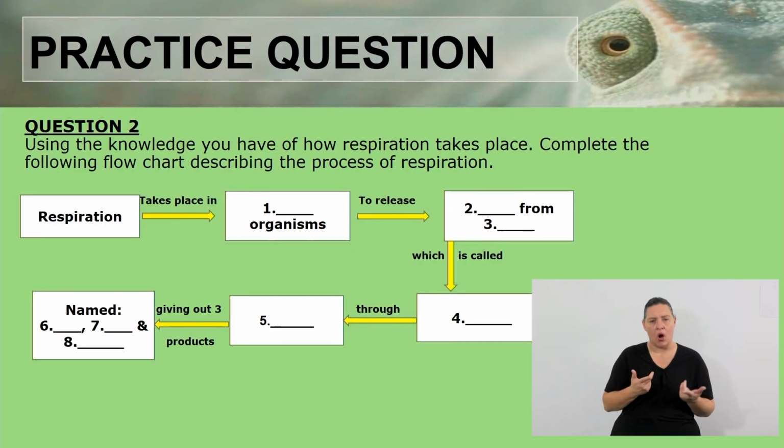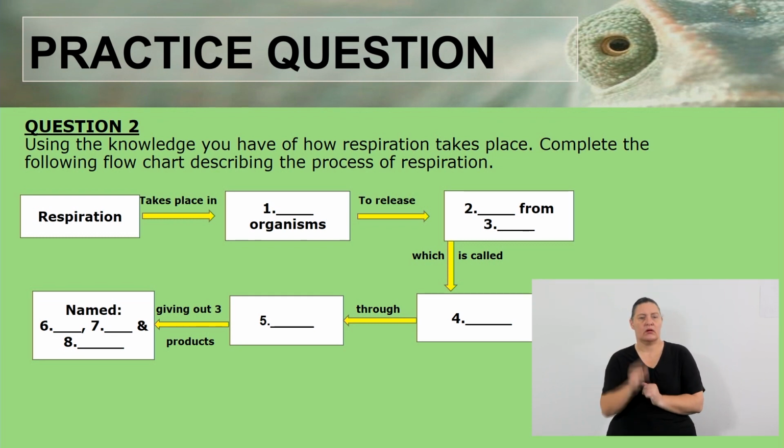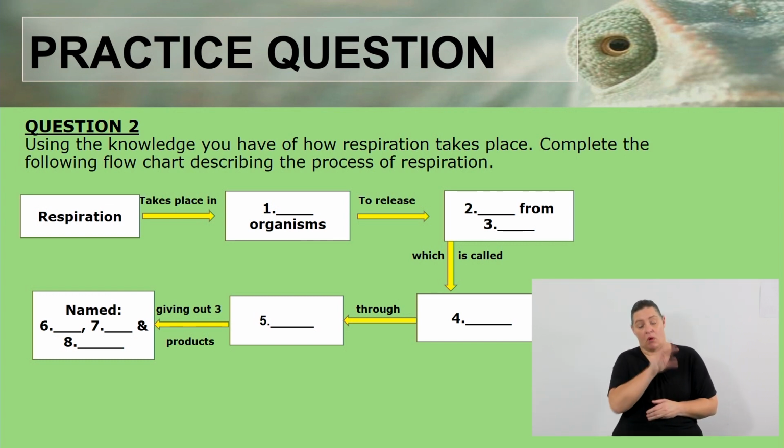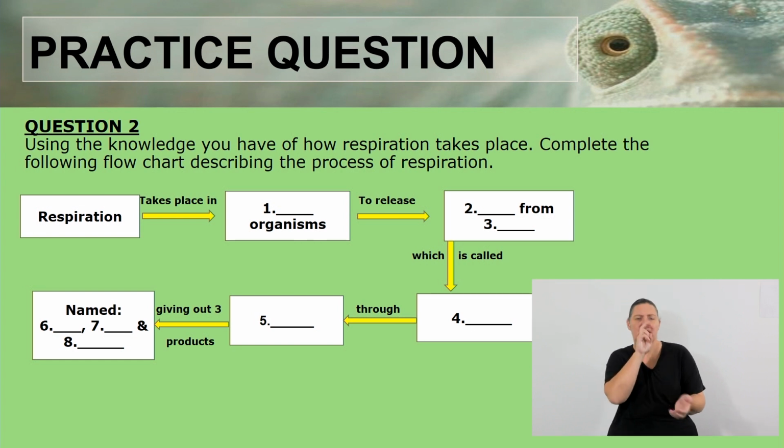So here they say, using the knowledge that you have of how respiration takes place, complete the following flow chart describing the process of respiration. Now, if you look at the flow chart, it has certain words filled in for you, but also we have spaces. Now, let us look at the flow chart and try and figure out what is required from us. The first one, we have respiration over here, and then they say respiration takes place in, then that is our first missing word. What is it? Or where does respiration take place? Because it says organisms. So now that is the first word that you need to think about.